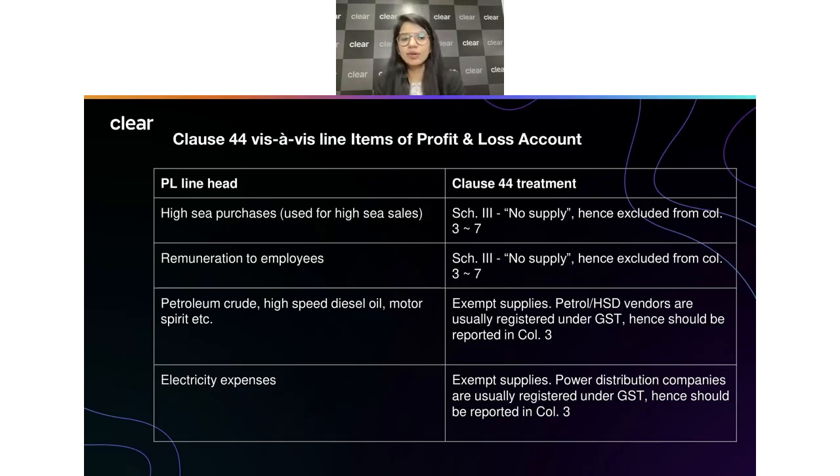The second part is remuneration to employees. Should that be included or not? So here also there are two options. Either you can include it, but you don't have to show the breakdown, or you exclude it altogether.